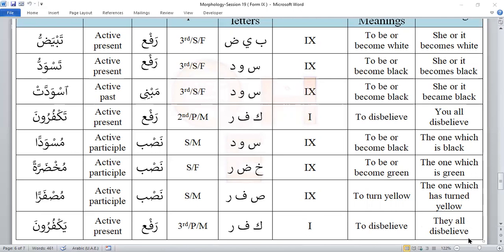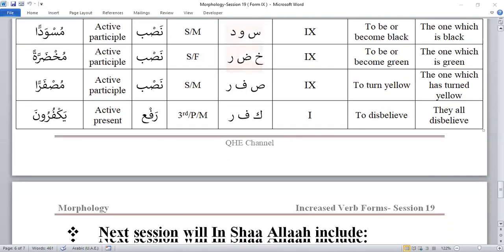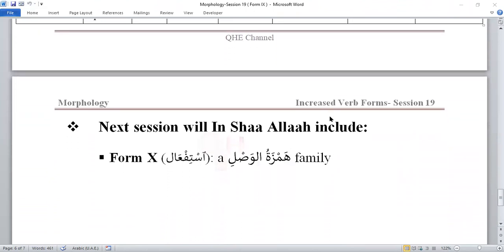Okay. So this is a short session because, as I said before, form 9 is one of the rarest in Quran. So let's see what we are going to learn next session, inshallah. In the next session, we are going to learn form 10. That will be the next Hamzatul Wasl family that we are going to learn.